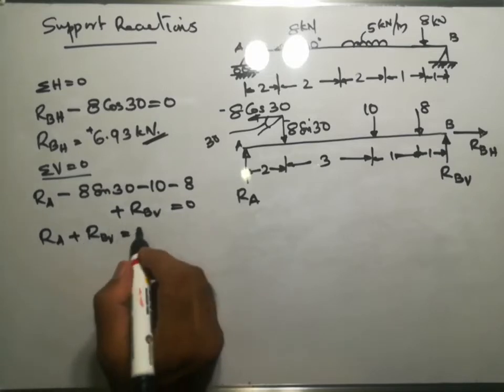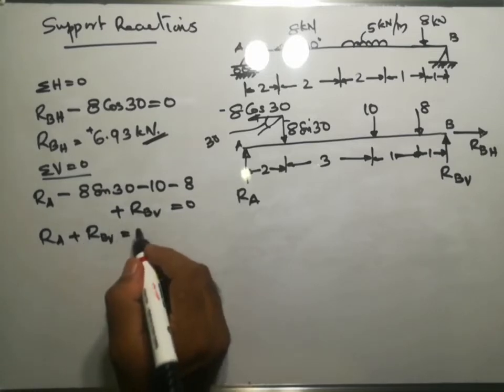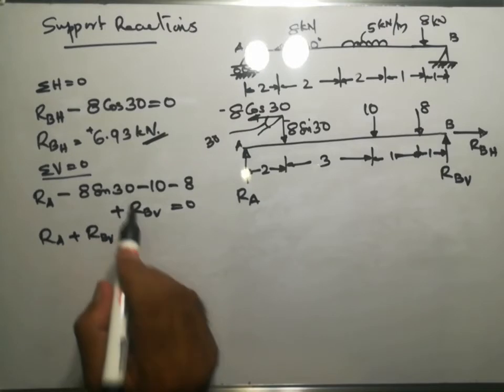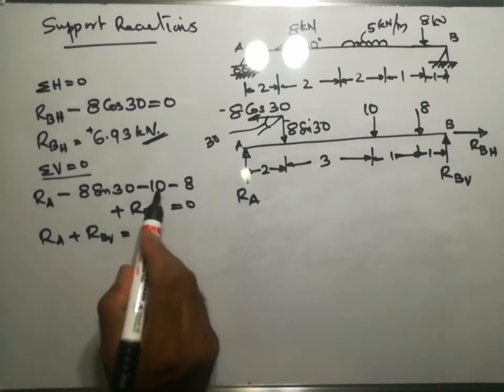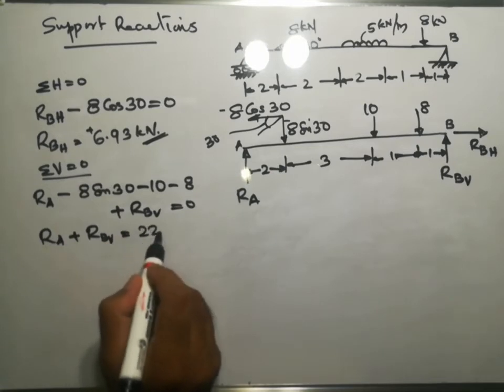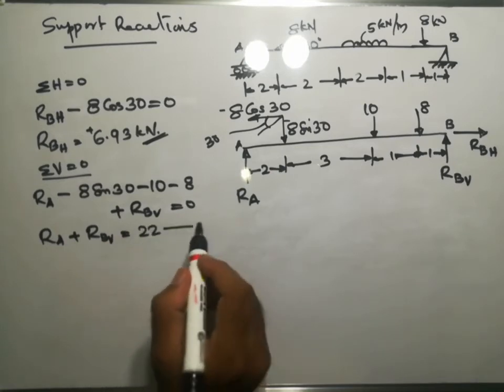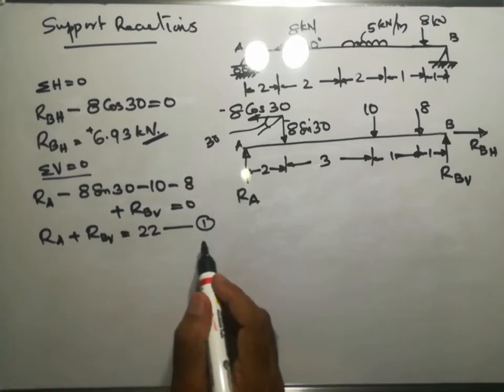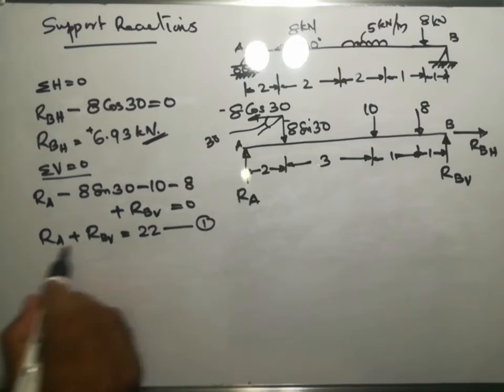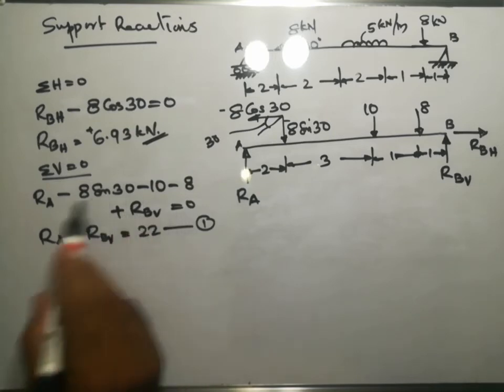So it will be equal to 22. Let this be equation number 1. Then we have two unknowns, RA and RBV. We need one more equation.